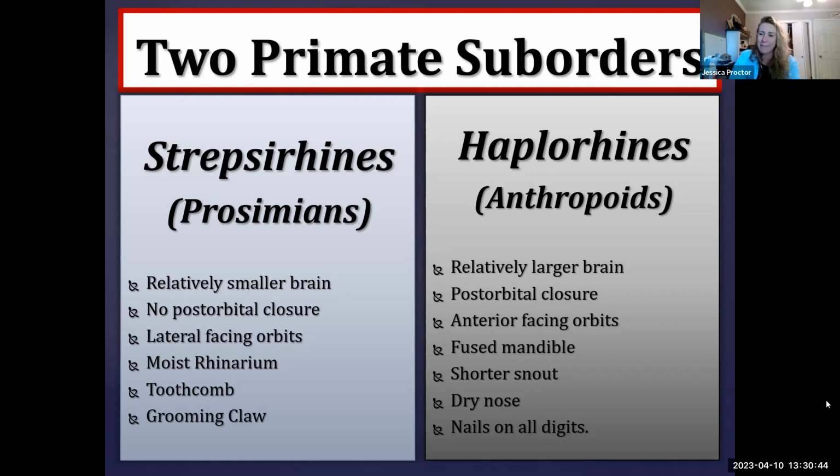And then the higher order haplorhines will have a relatively larger brain size. They do, in fact, have full postorbital closure, so they have bony material that's completely protecting their eye sockets. They have anterior or forward-facing orbits. They have a completely fused mandible. They have a shorter snout, and they have lost the wet rhinarium, so they're dry-nosed primates. And they have nails instead of claws on all digits.